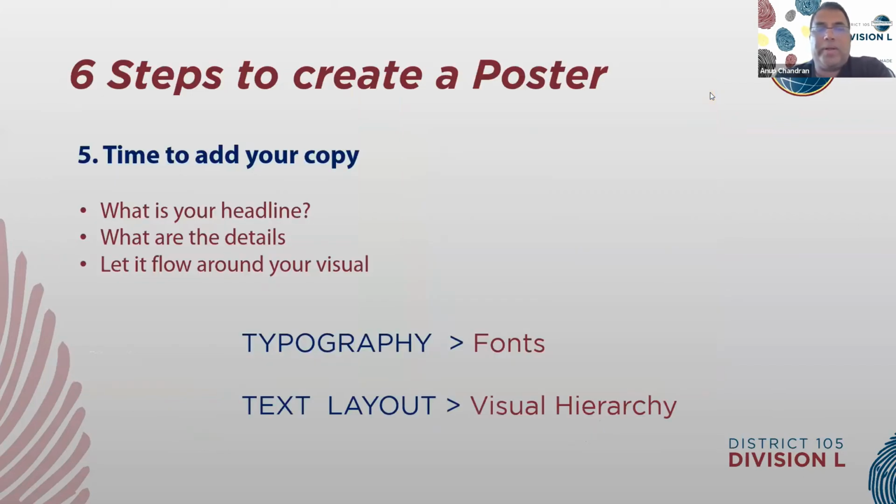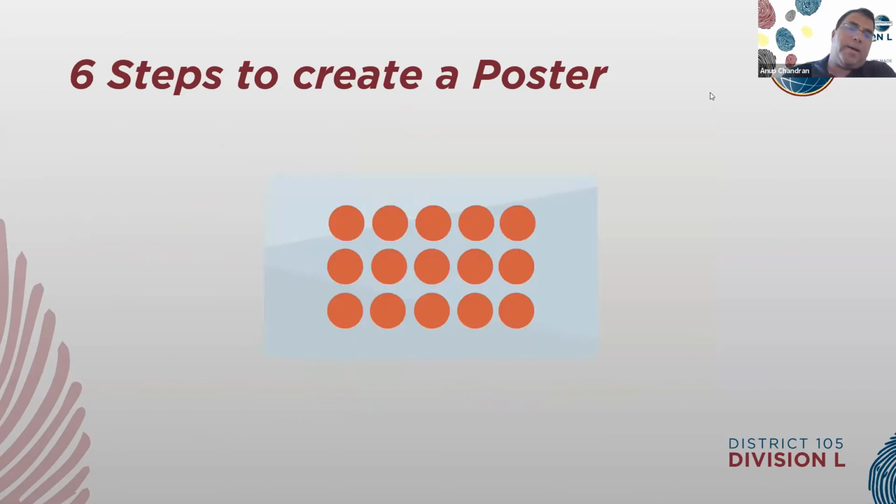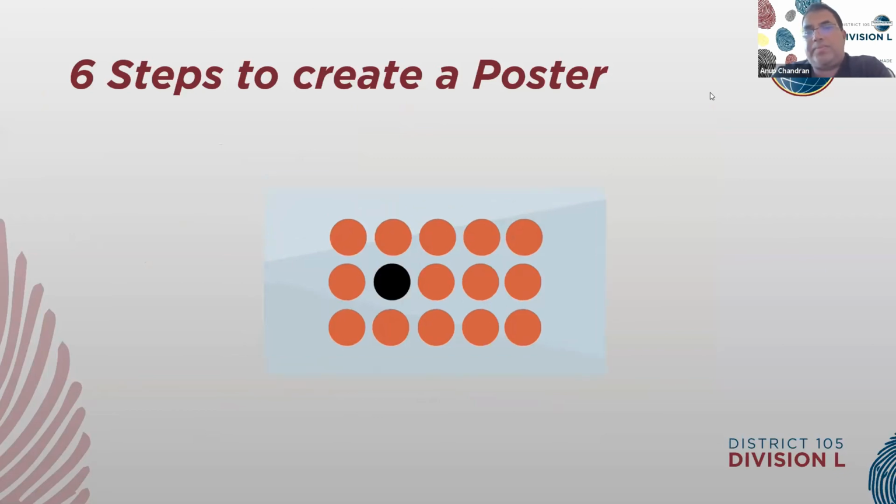Then when it's time to add copy, you need to think about the structure. What's your headline? What are the details? How does it flow? What are the fonts to be used? Let me give you an example. What do you see here? Probably you see a grid of circles, right? Now, if I change one of those elements, your eye directly goes to that particular black circle. This is how our brain works, how we perceive things.